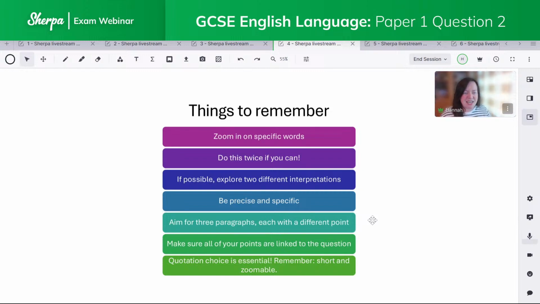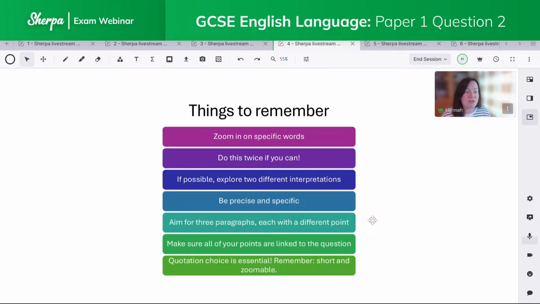That's a bit too vague, a bit too open. We want you to actually make a specific point. The garden is described as frightening, for example. Nice and clear, specific, to the point. Then you give me your evidence, then you analyse.